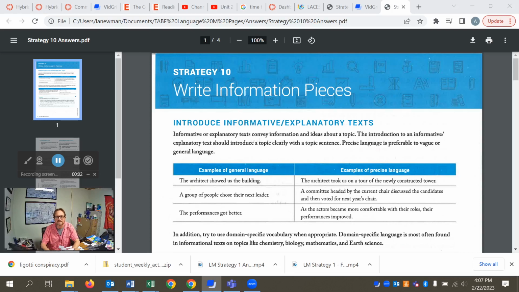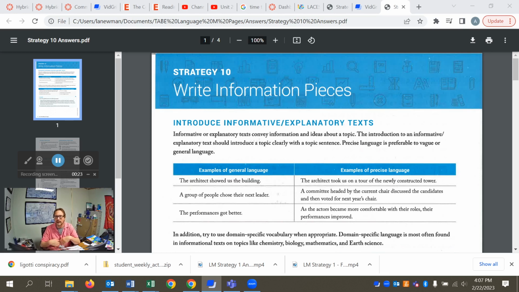Okay, welcome to Strategy 10, the last strategy of TABE Language M. This one's on writing informational pieces, kind of like Strategy 9 was on writing opinion pieces. This one we'll talk about the parts of an informational essay or short piece, what those parts should do and what kind of things should be in them.